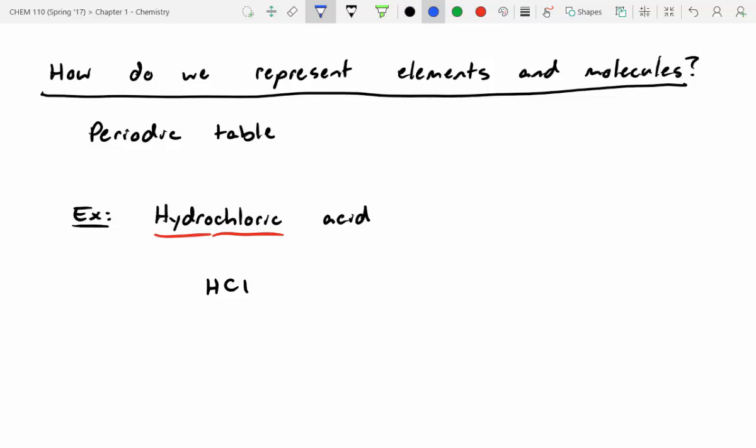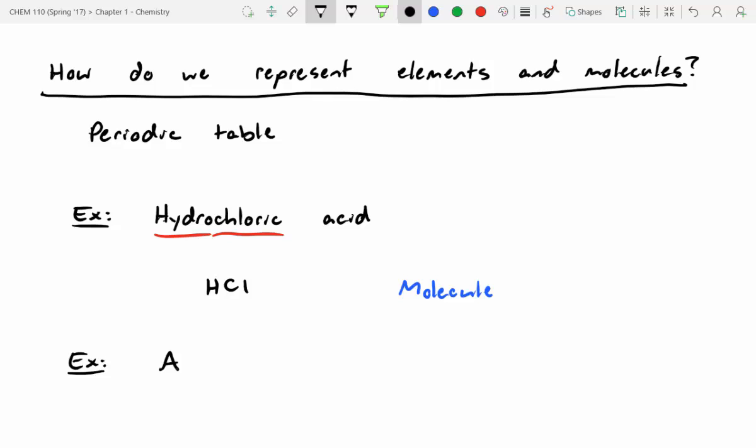So in this case, is it an element or a molecule? It's a molecule, right? It's a 1-to-1 ratio of hydrogen to chlorine. And we'll talk more about acids and bases later on this term. All right, let's do another one.